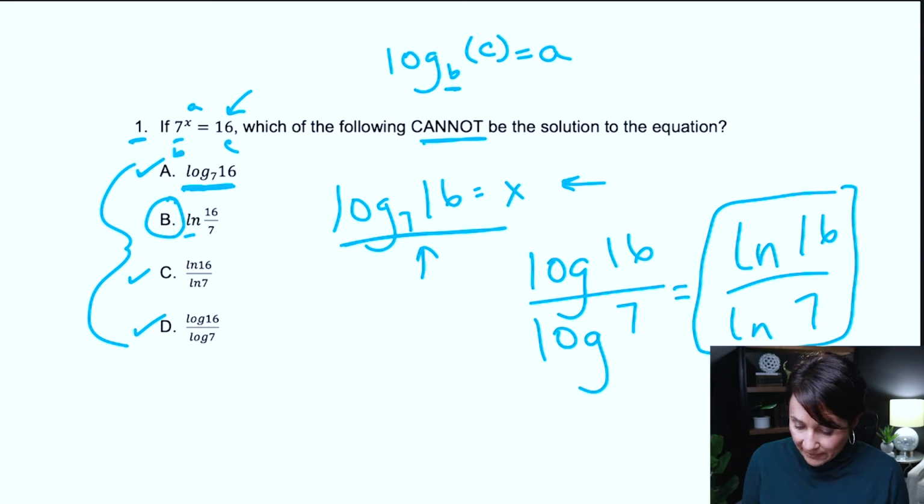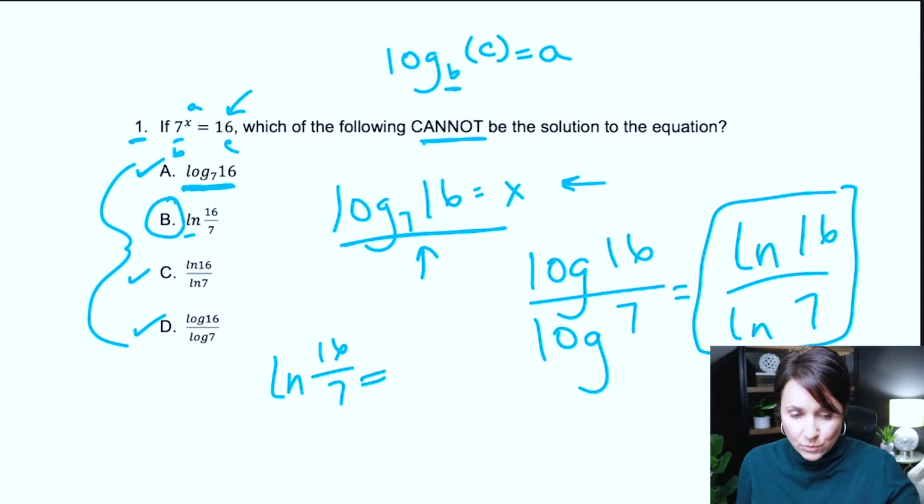However, if we look at B, natural log 16 over 7 is actually, and let me just get my calculator here, 16 divided by 7 is 2.29 if I'm going to round up. So this is actually natural log 2.29, and that is not the same thing as A, C, and D. So B is going to be my correct answer here because this is not correct, and that's how you would work through that. All right, now I'm going to do a word problem using this same kind of situation so you can see it done a different way.